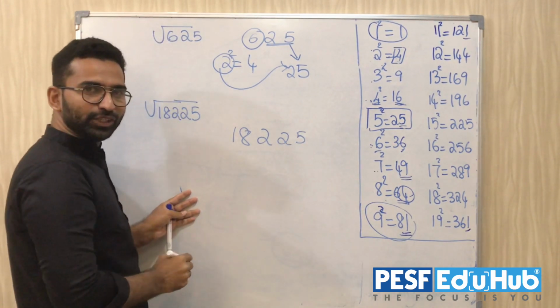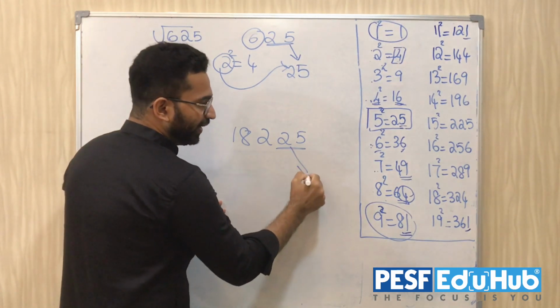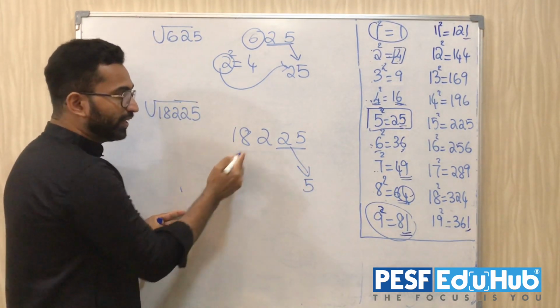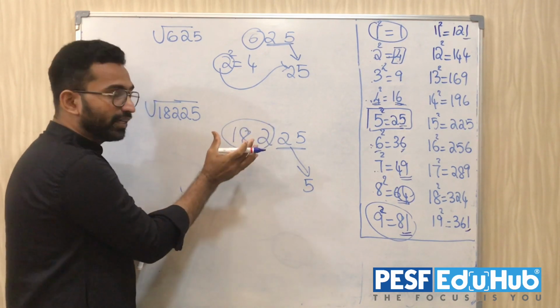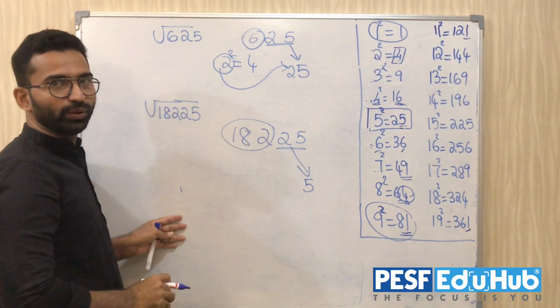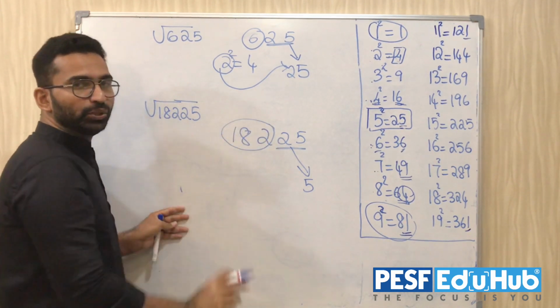18225. As I told you, make a pair 25. So definitely your answer will be ending with the 5. And what are the other digits? It is 182. You have to consider all the other digits together. Don't consider 82 separately. You have to consider 182 together.